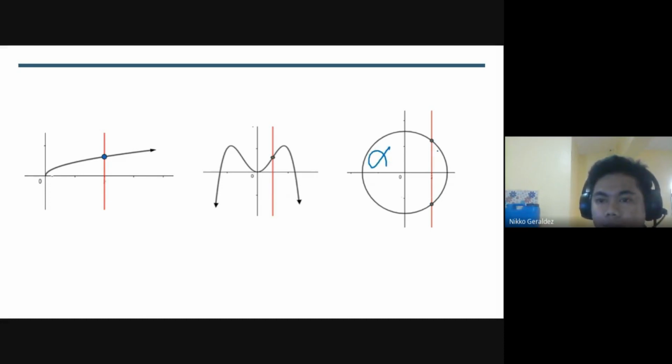As our definition says, no two ordered pairs have the same first coordinate. In this graph, they have the same first coordinate, the same x. That is why the vertical line intersects it at 2 points. So, this is not a function.